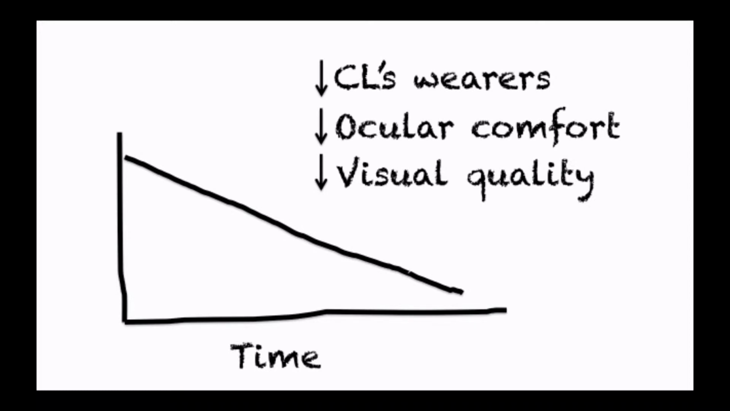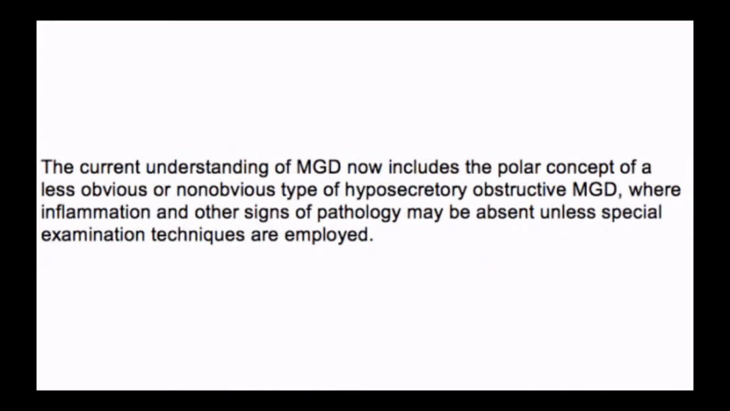Meibomian gland dysfunction was traditionally thought of as a condition of visibly inflamed lid margins in meibomian glands. Now, taken directly from the paper, the current understanding of meibomian gland dysfunction now includes the polar concept of a less obvious or non-obvious type of hyposecretory obstructive meibomian gland dysfunction, where inflammation and other signs of pathology may be absent unless special examination techniques are employed.